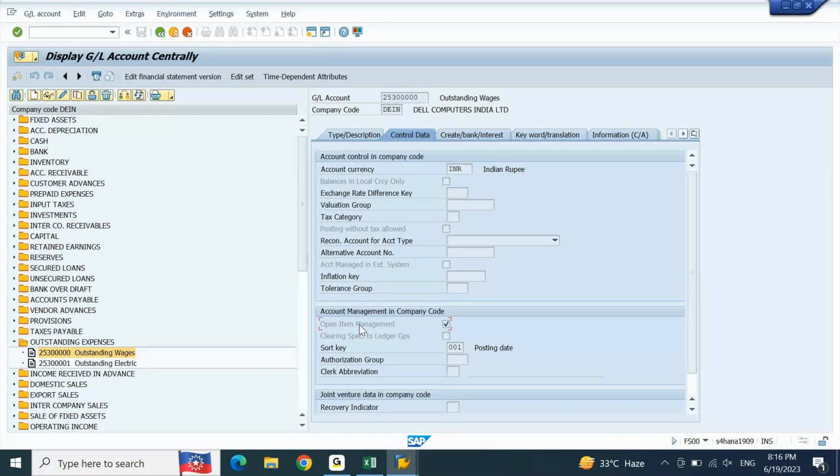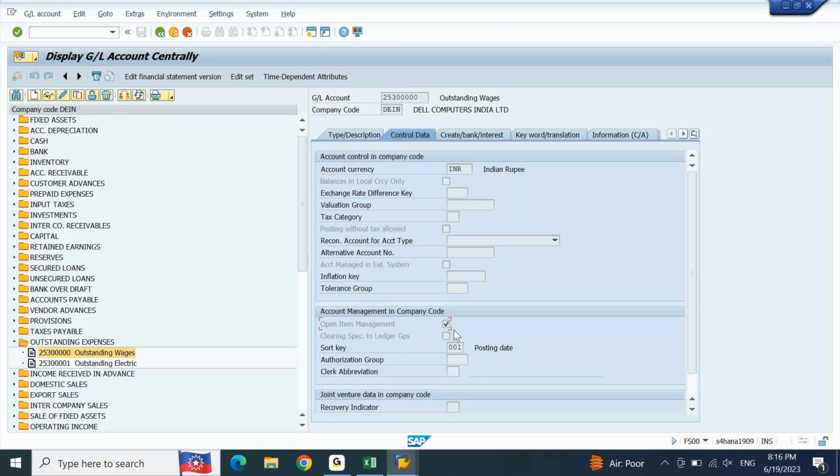Yes, sir. It should be open item managed. Now, whenever you're talking about clearing entry or clearing transaction, clearing document, you're talking about posting to an open item managed GL account. These open item managed GL accounts are always balance sheet accounts. Your entry must hit a balance sheet account. In that GL master data, you must have enabled this open item management checkbox. If this is enabled, that is where the clearing entry is possible.